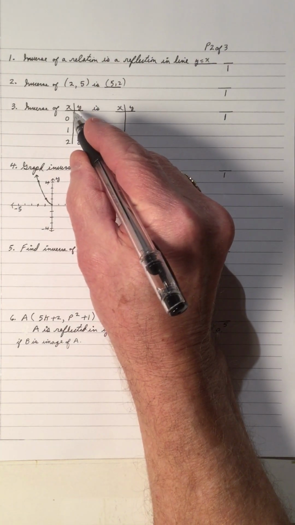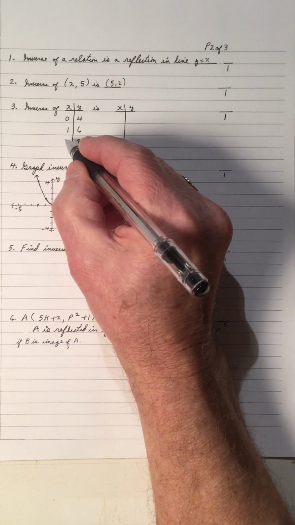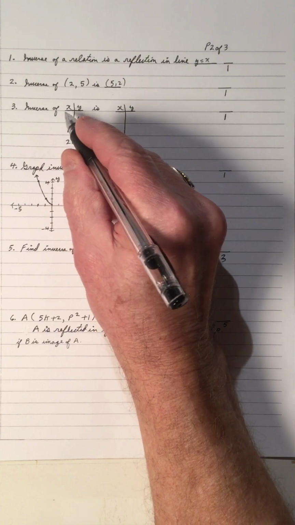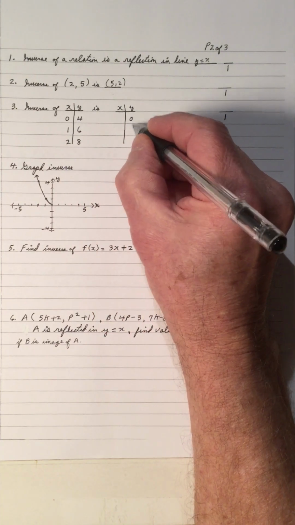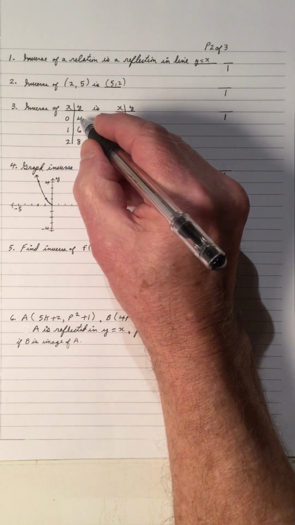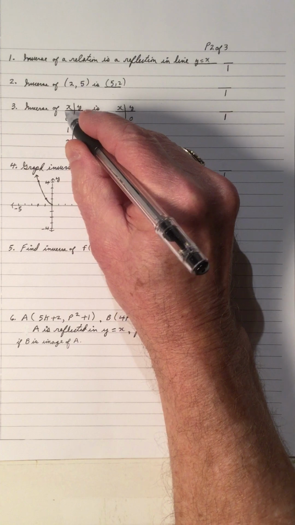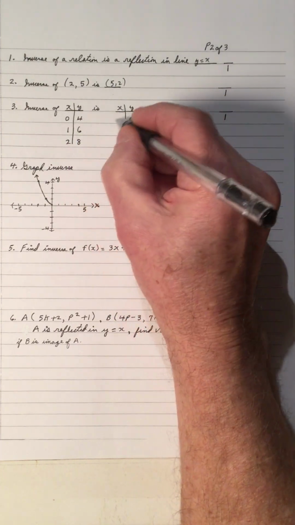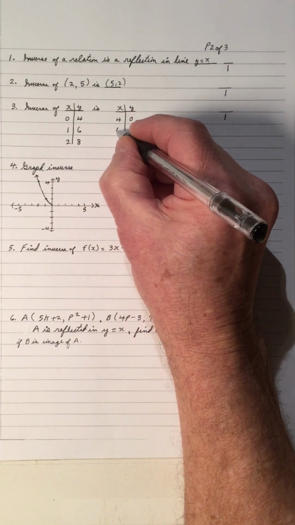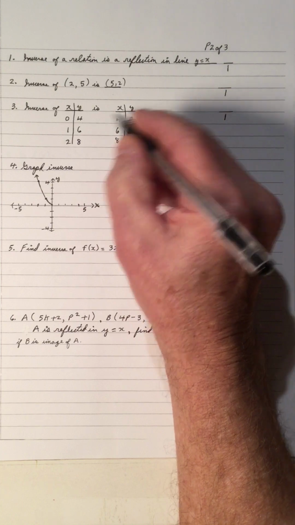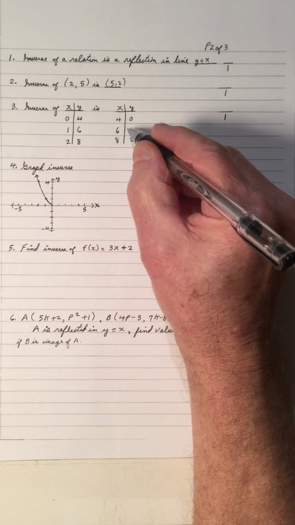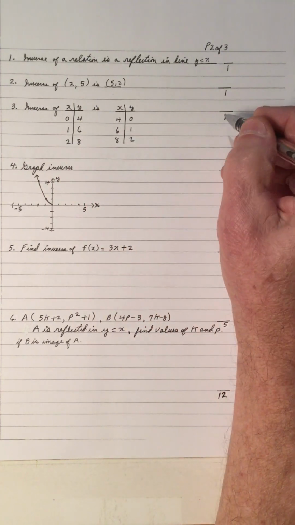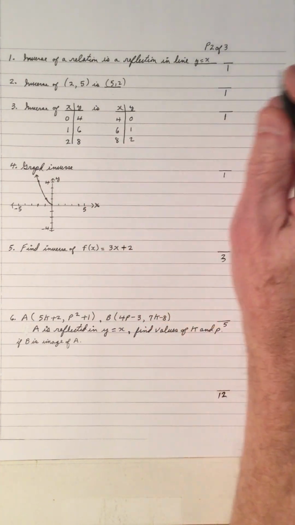The inverse of this table of values is the x's become the y's and the y's become the x's. So 0, 1, 2 become the y's, and the x's 4, 6, 8. So the ordered pairs are switched: (0, 4) becomes (4, 0), (1, 6) becomes (6, 1), (2, 8) becomes (8, 2). Give yourself a mark if you have this table correct.